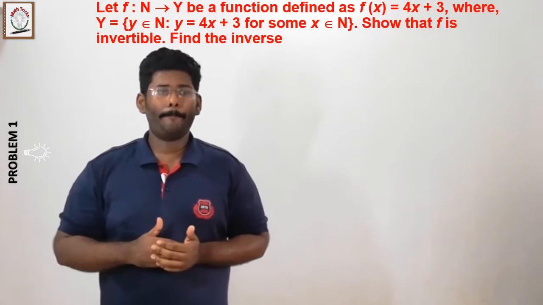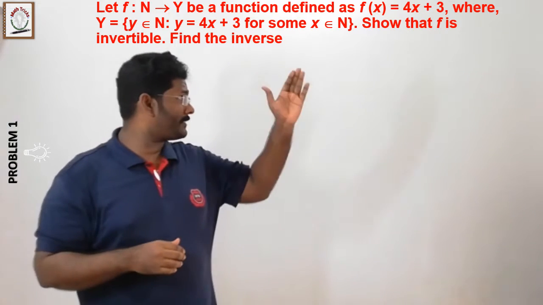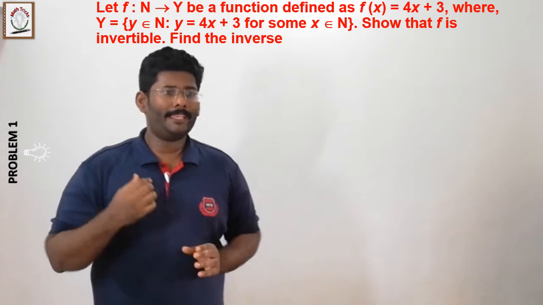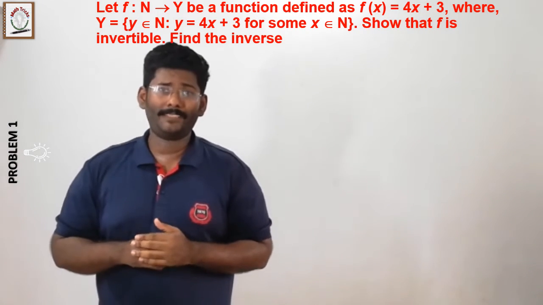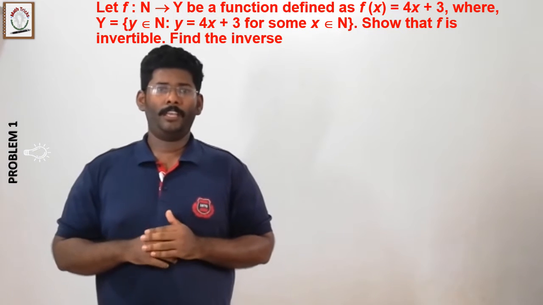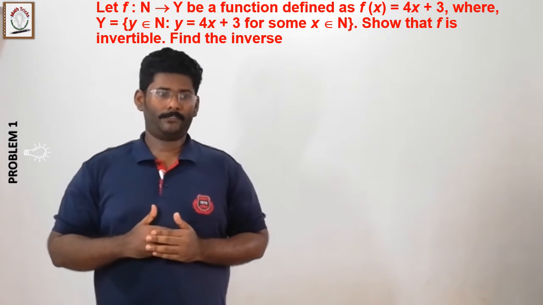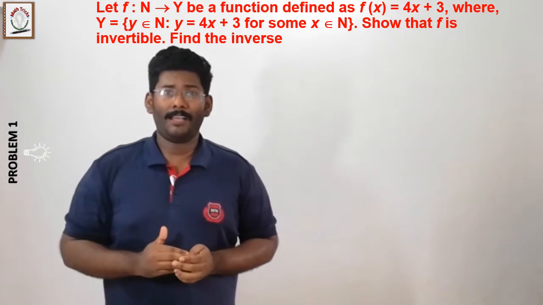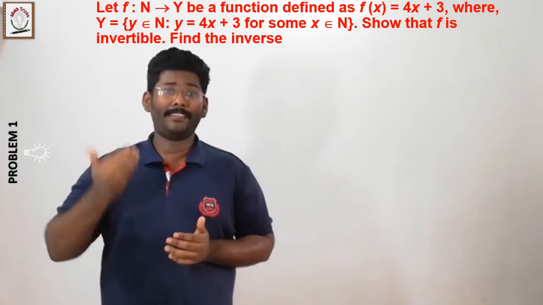Here we have to discuss some examples with invertible functions. First one, let f from N to Y be a function defined as f of x is equal to 4x plus 3, where capital Y is equal to y element of N such that y is equal to 4x plus 3 for some x element of N. Show that f is invertible. Find the inverse.